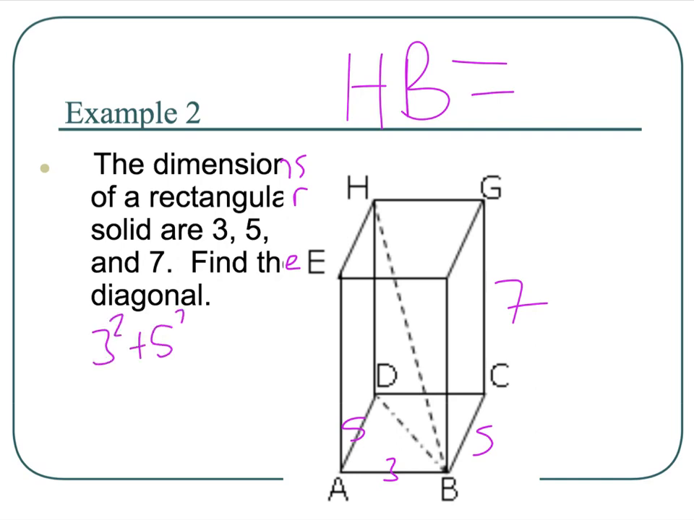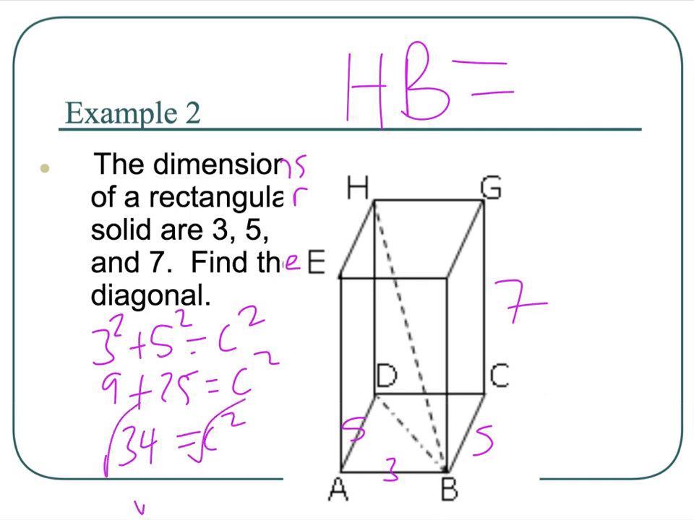3 squared plus 5 squared is equal to c squared, so that's 9 plus 25 is c squared, so that's 34. So I get square root of 34. So that's this guy, square root of 34. And I know my height is 7, so again, I can do a little more Pythagorean theorem. I'll do a different color. 7 squared plus root 34 squared equals c squared.